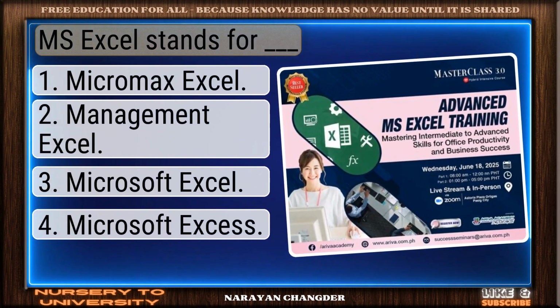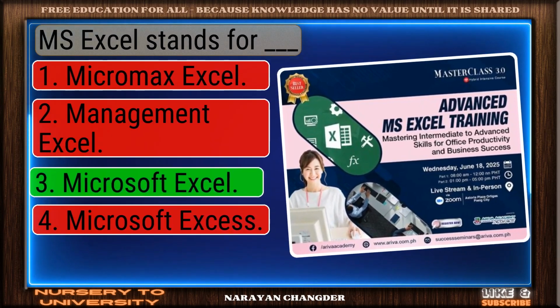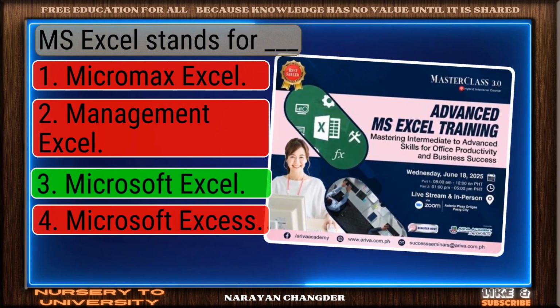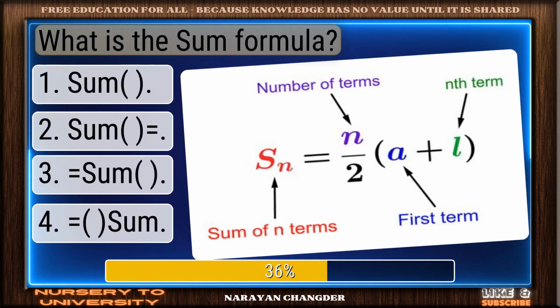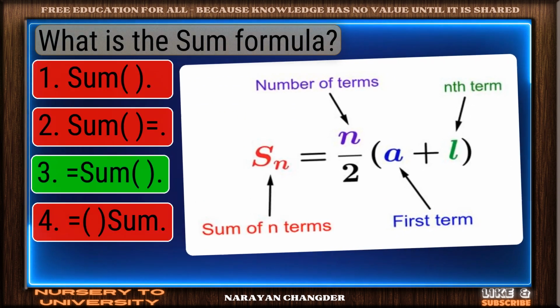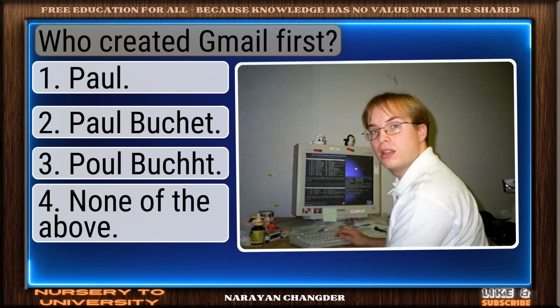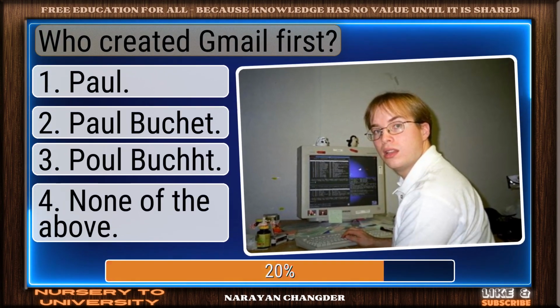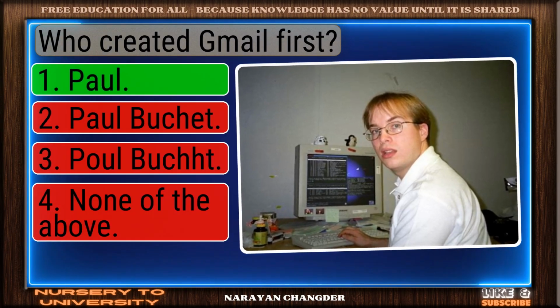Ms. Excel stands for dash. Good job. Your answer Microsoft Excel works well here. What is the sum formula? Great thinking. Equal TOSM is the right choice. Who created Gmail first? Correct. Paul is the right answer.